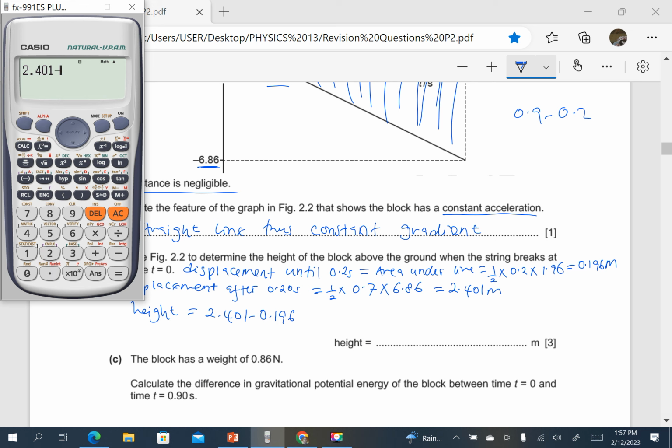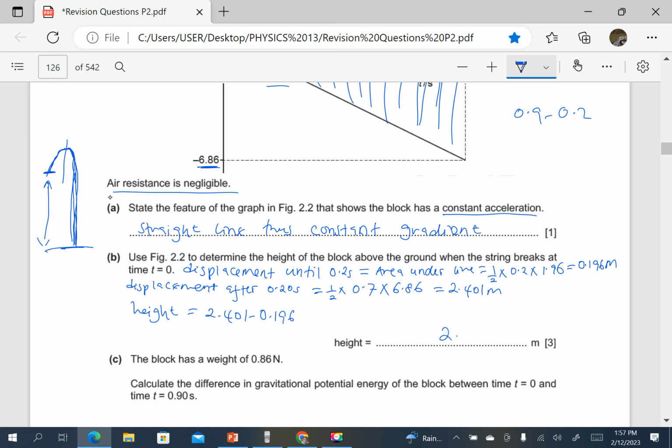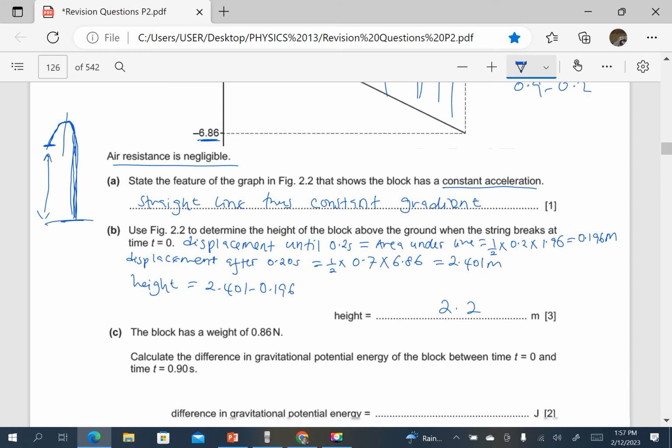2.401 minus 0.196. So that is 2.2. That is automatically 2.2. By the way, you can use equations of motion, but that will be a long process. You can use s equals ut plus a half at squared and v squared equals u squared plus 2as. You get s using the first part, you get s using the second part, and of course you subtract. Maybe I can try it here.